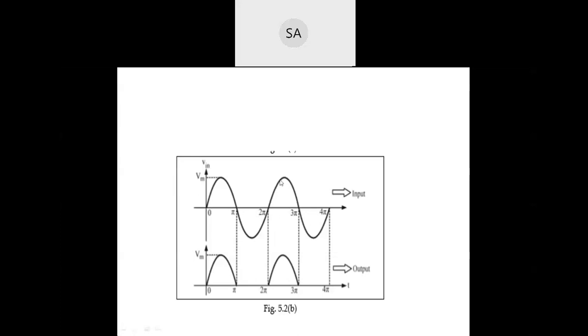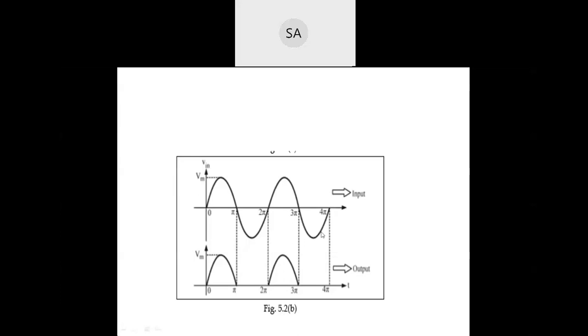And again the positive half cycle from 2 pi to 3 pi. During this positive half cycle, the diode conducts and the current flows through the load, and this is the voltage across the load. Again from 3 pi to 4 pi, the AC mains supply is negative. Again the diode will be reverse biased and open circuit and no current will flow. So there will be no voltage across the load resistance.